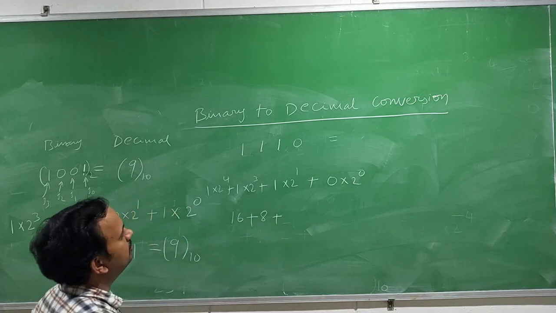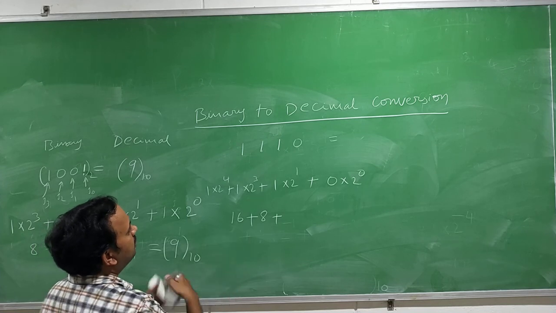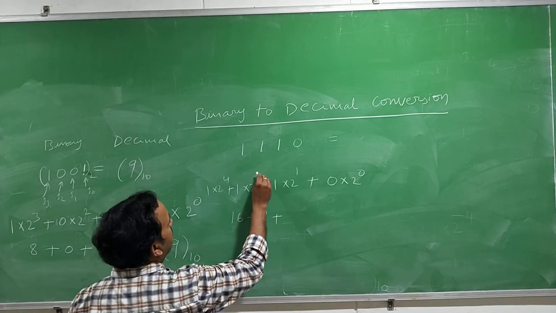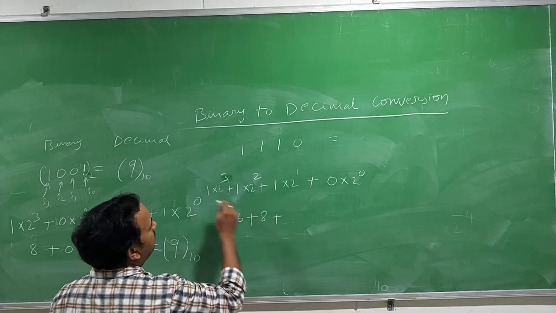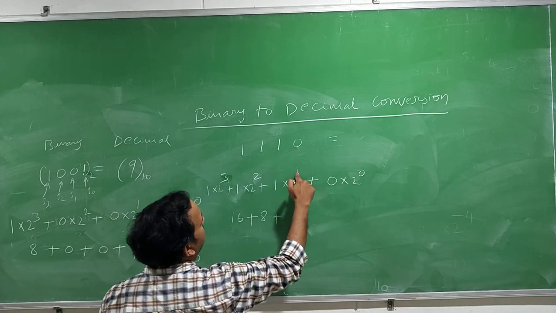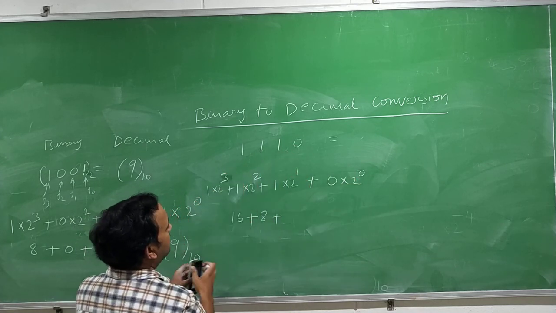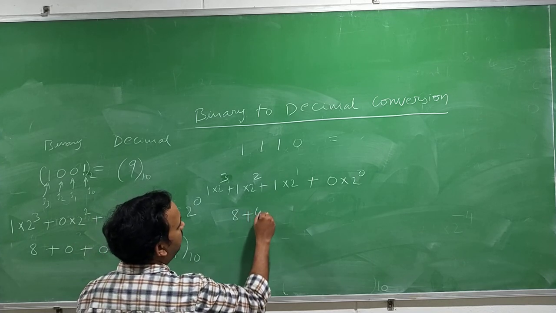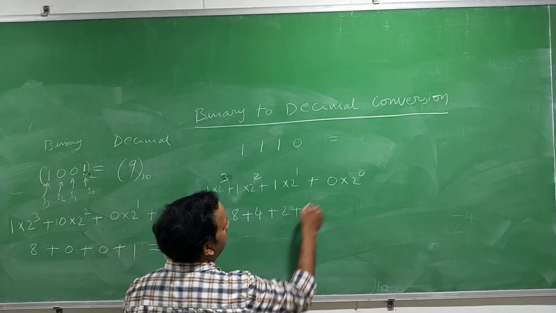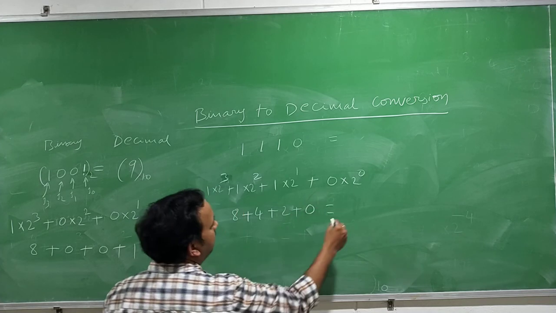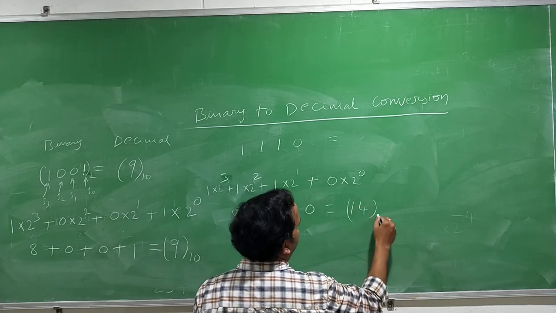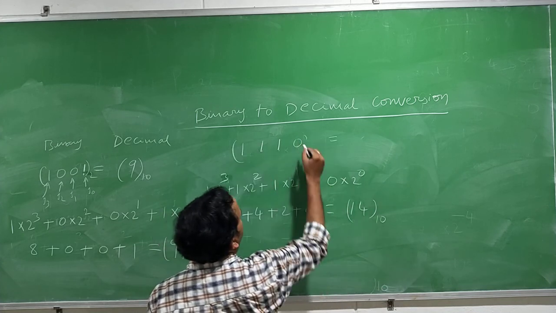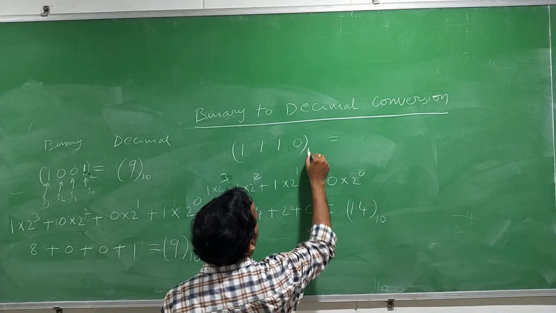Sorry, this is 2, this is 3. 0th position, 1st position, 2nd position, 3rd position. This is 8 plus 4 plus 2 plus, anyhow this is 0. So you will get 14. The decimal equivalent of 14 is 1110 in binary.